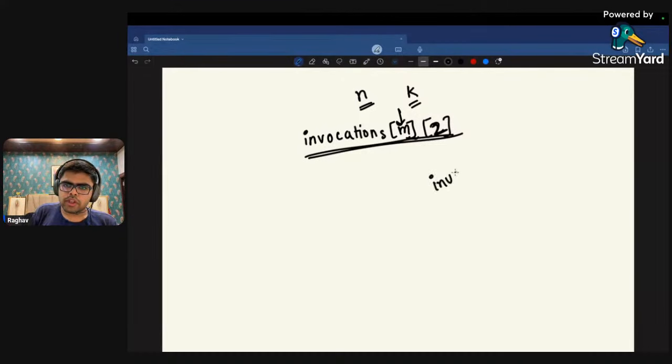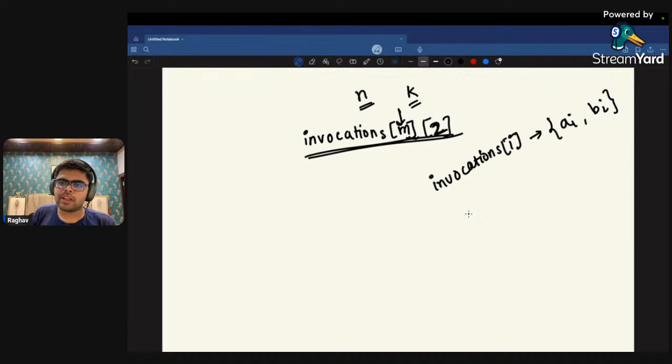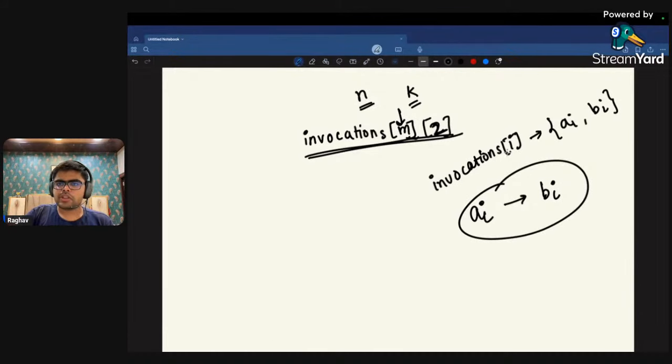So invocations[i] will actually have two integers ai and bi, which is telling me that method ai will invoke method bi. Yeah, that's it. That's what this invocations[i] is telling us.